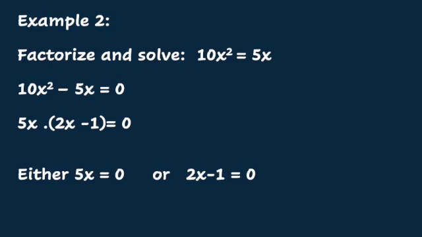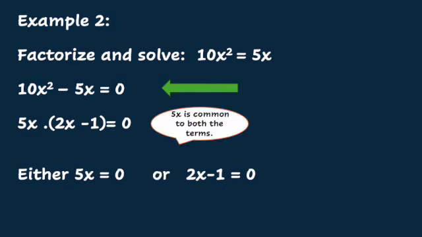In example 2, we need to factorize and solve 10x squared equal to 5x. So we rewrite the equation as 10x squared minus 5x equal to 0. Next step, you can see 5x is common to both the terms. So we can take it out so that in the bracket we are left with 2x minus 1. So we have 5x times 2x minus 1 equal to 0.